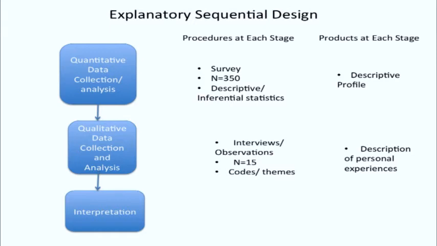Well, the diagram of this might look something like this. In this picture, I have in the large boxes the major steps. First, quantitative data collection and analysis, then qualitative, and then some interpretation. And then I've also given some examples of procedures at each stage, and then some products that a researcher might put together.